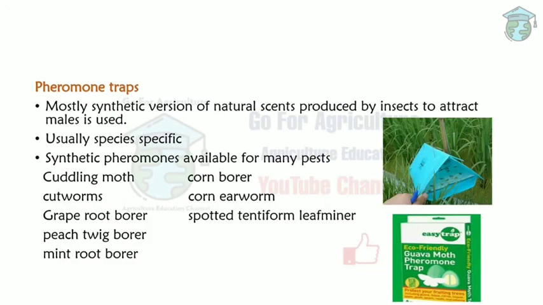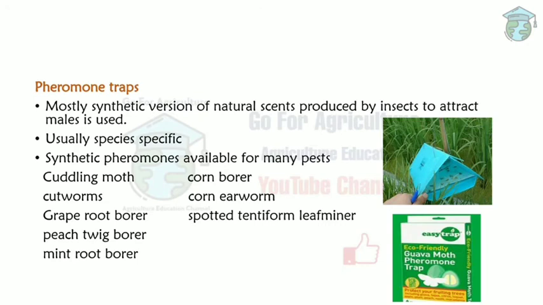Next is pheromone traps. Pheromones are the synthetic version of the natural scents produced by insects to attract the males. These are usually species specific; for each and every species there are different kinds of pheromones. Also, these synthetic pheromones are available for many pests like cutting moth, cutworms, grapefruit borer, etc.